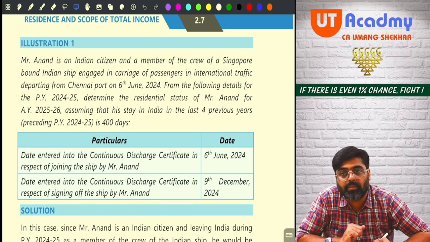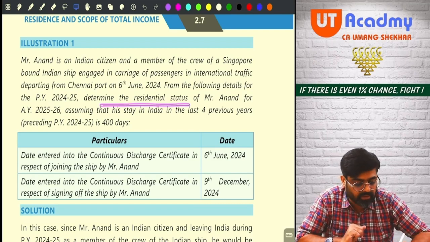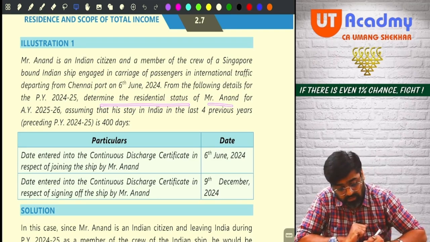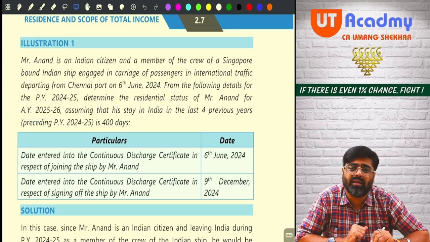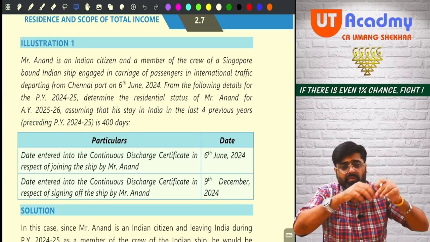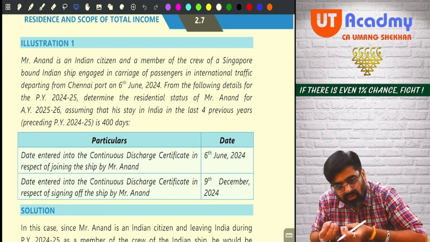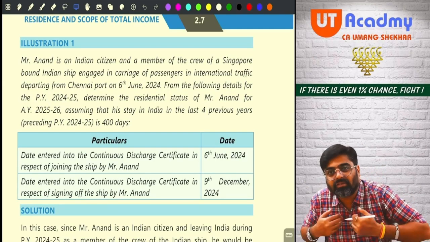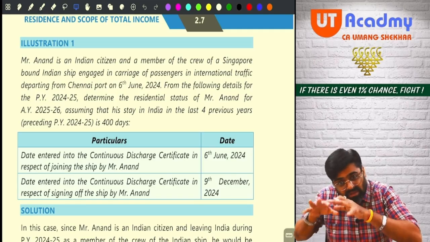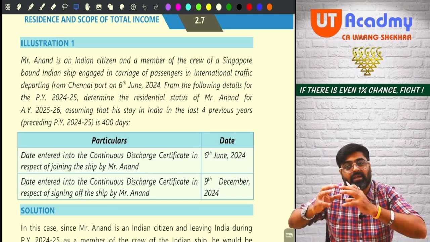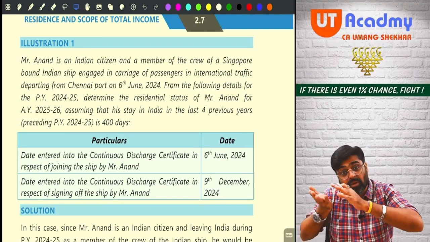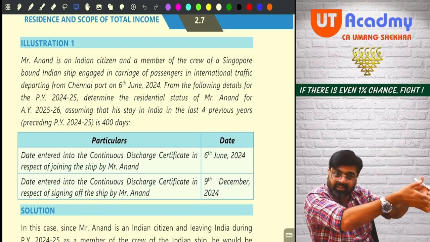From the following details for the previous year 24-25, determine the residential status of Mr. Anand for the assessment year 20. Sir, for the assessment year or for the previous year? See, whatever details are given, details will always be given for the previous year, meaning the current year. And from this detail, I will determine the residential status of this previous year, which will be applicable for the assessment year.